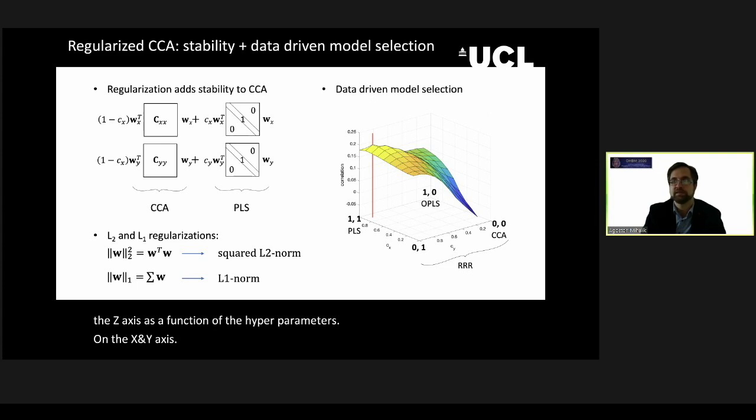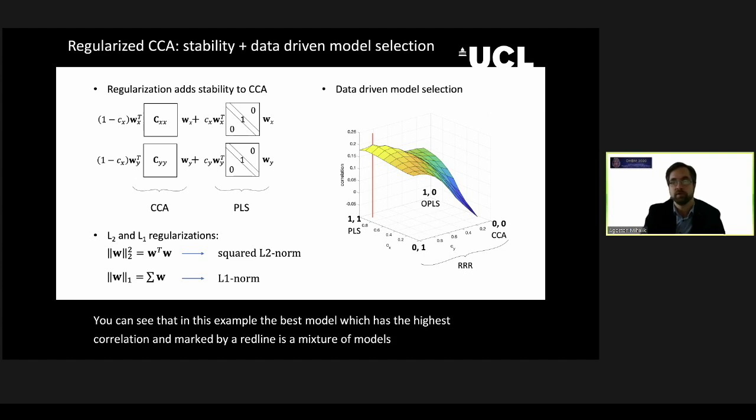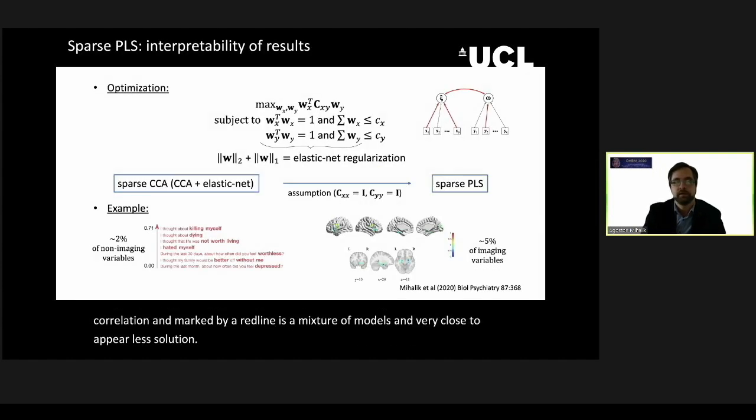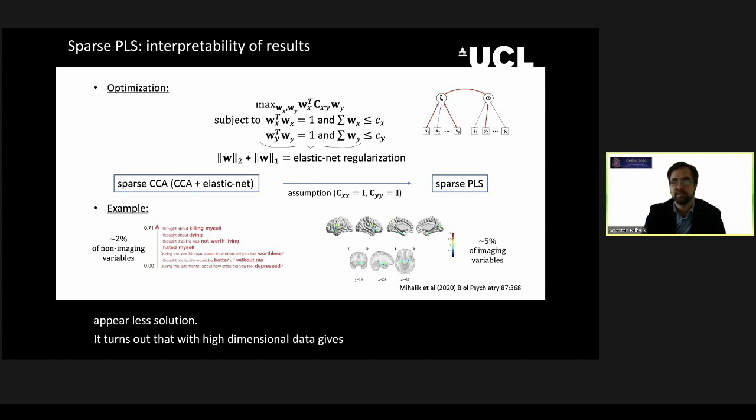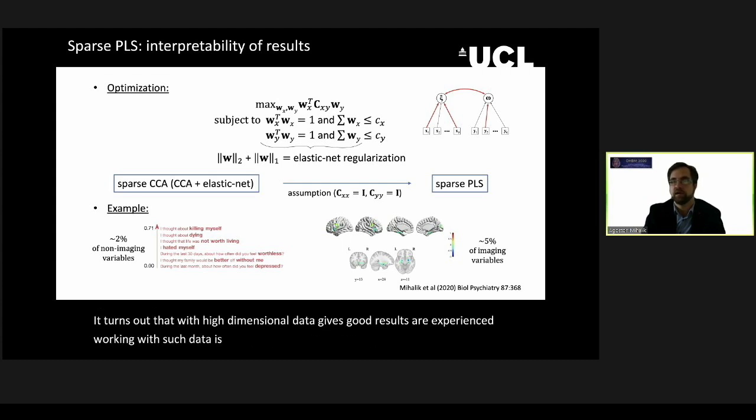PLS, OPLS, and CCA are presented in the corners. Reduced rank regression is presented along the y-axis. We can see that in this example, the best model, which has the highest correlation and is marked by a red line, is a mixture of models and very close to a PLS solution. It turns out that with high-dimensional data, PLS gives good results. Our experience working with such data is that data-driven model selection often favors PLS-like solutions, as I have just shown in the example.